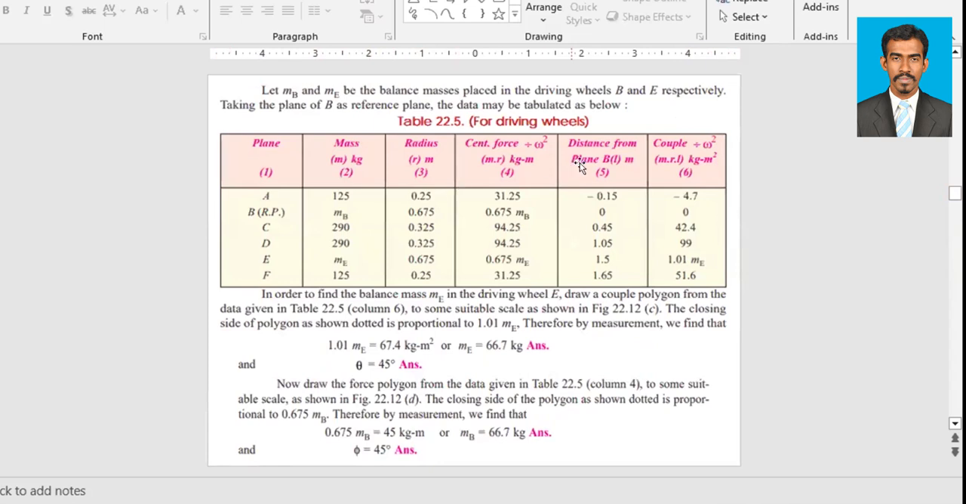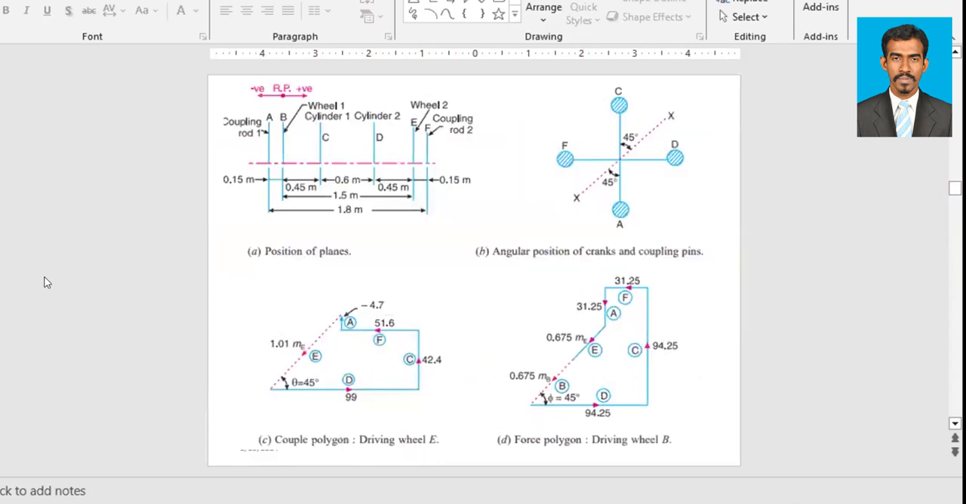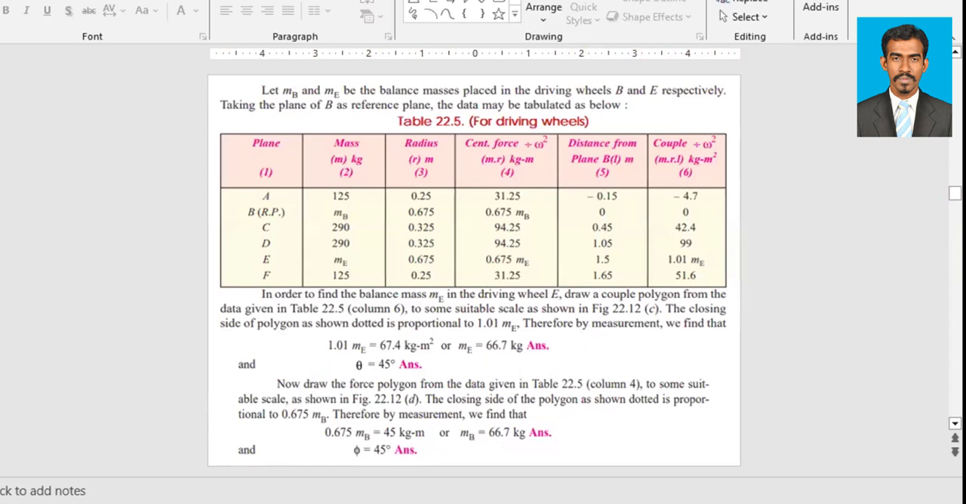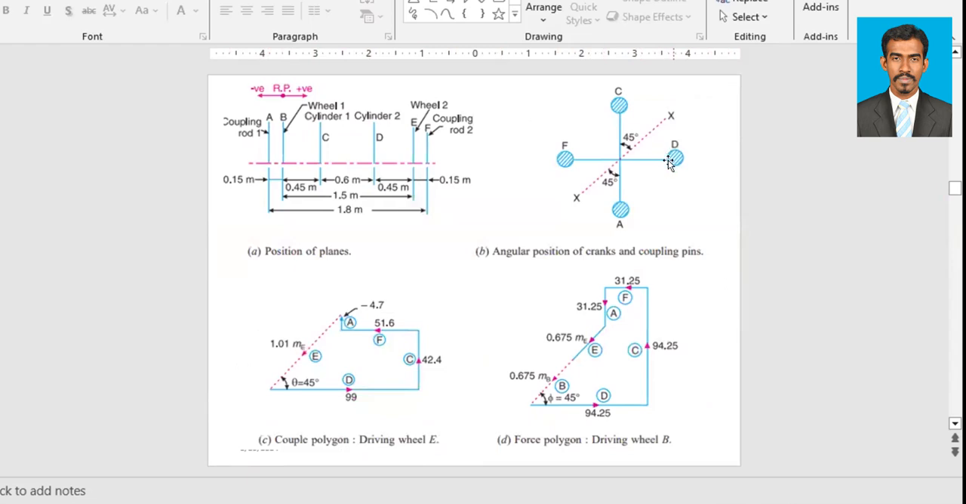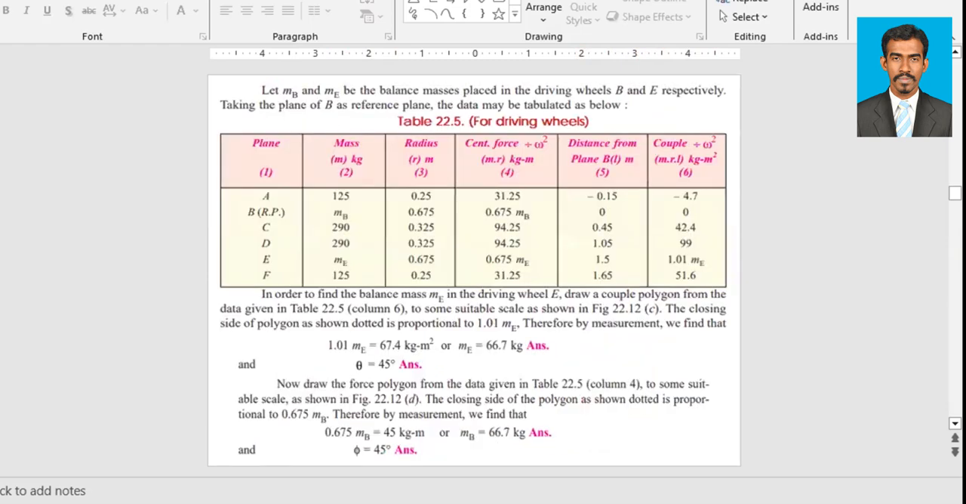Minus 4.7, since this is the negative direction. So we have A here, this way. It should come down, but according to our couple polygon, since it's in the negative direction, we will draw it upside. Before that, we'll start from D. We'll come like this: D, C, F, A, in this order, that would be easy. You need to choose an easy path.